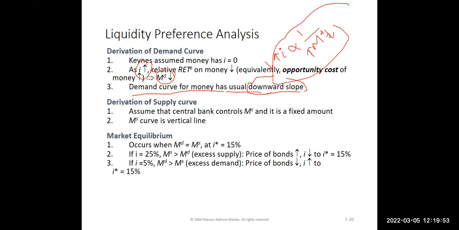Now, who supplies money? The central bank. And does this supply of money depend on the interest rate? Yes, sir. How? Sir, if the interest rate is higher, the supply will be higher. Why will the supply be higher?